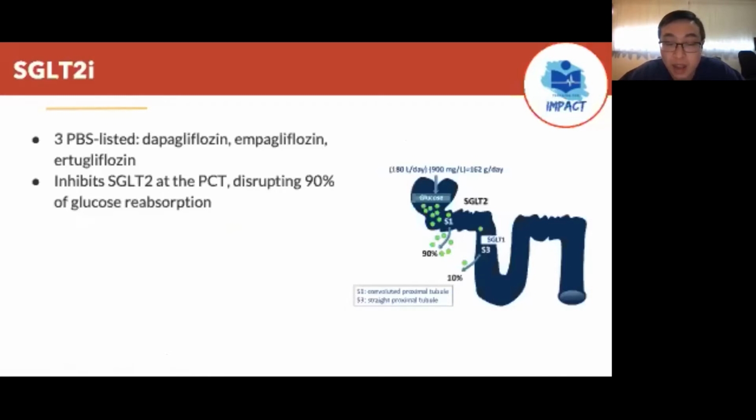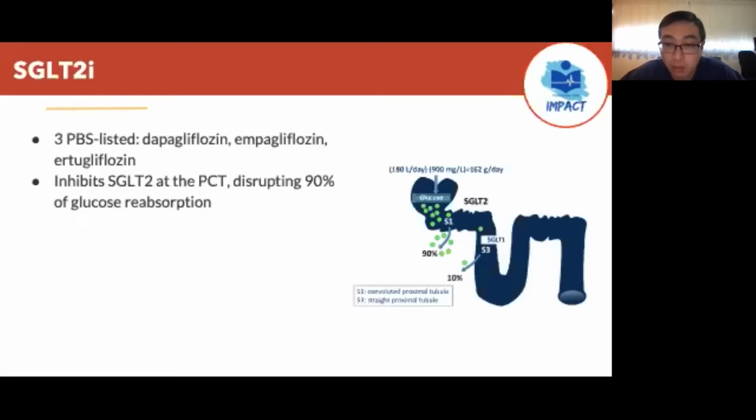The mechanism of action of SGLT2 inhibitors is essentially in the name. As we all know, the glomerulus filters around 180 grams of glucose every day. The glucose is then 100% reabsorbed at the proximal tubule. 90% of this reabsorption occurs in the S1 segment of the proximal tubule.